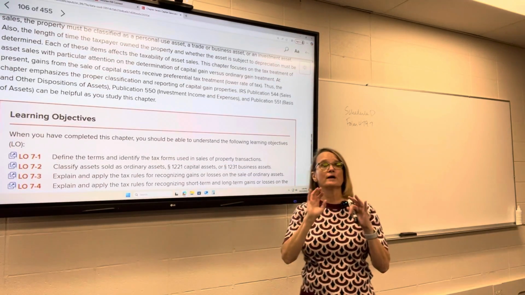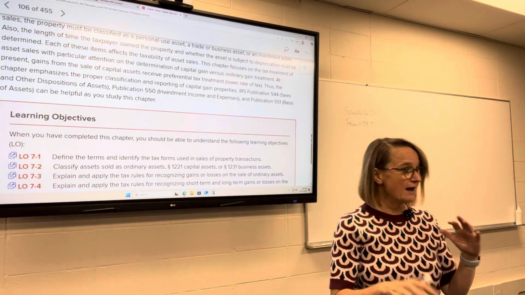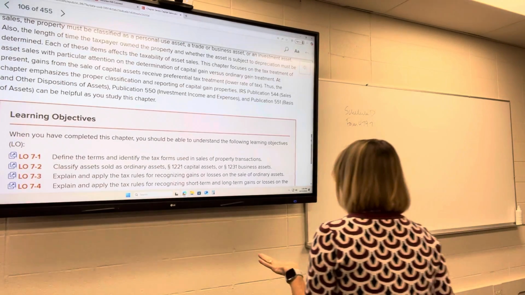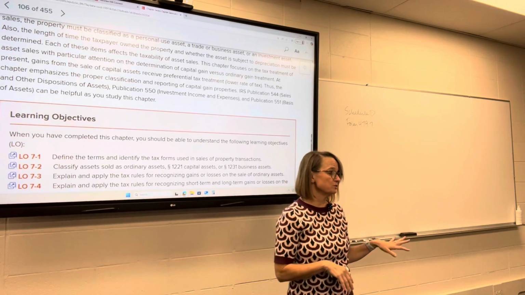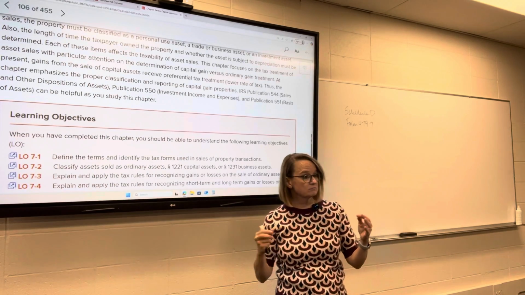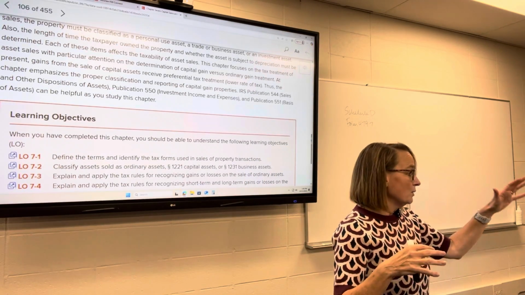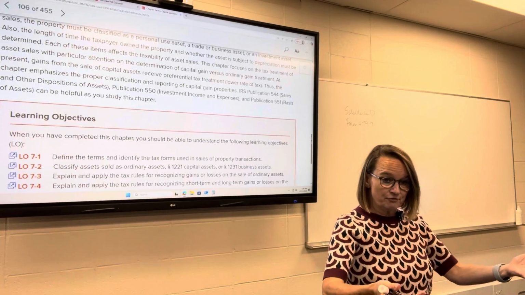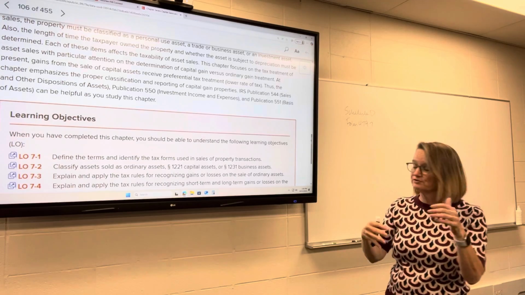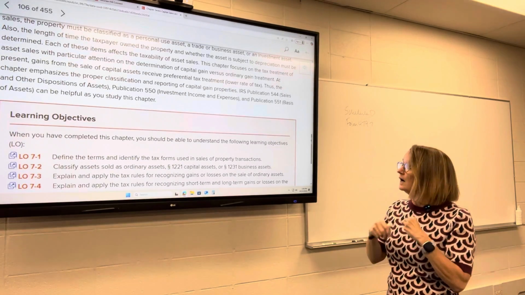So in order to understand how we treat those gains and losses, we have to calculate what our gains and losses are. We're going to come back to the concept of basis, because basis is super important when we're talking about gains or losses. It's kind of like our book value or cost of an asset, and then how much we sell it for. The difference between those two is our gain or our loss. But there are lots of different components and things that go into determining those amounts.